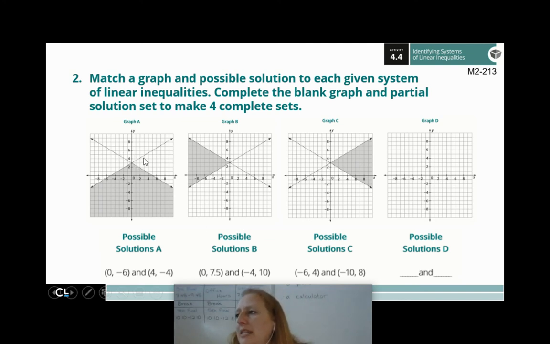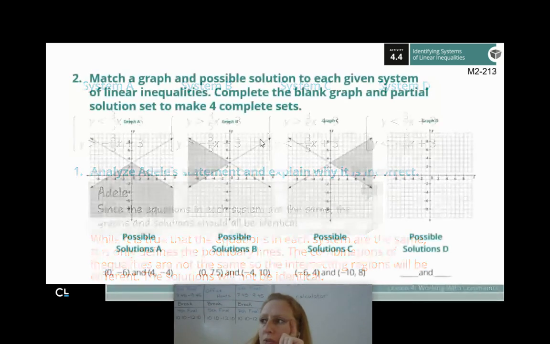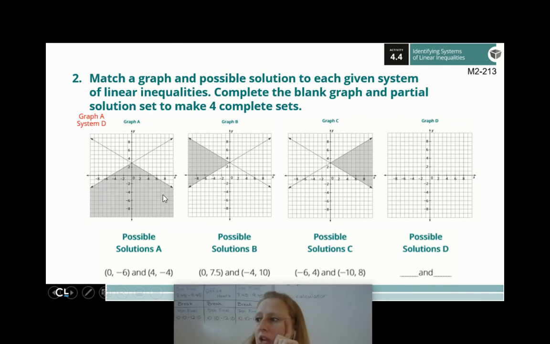So first of all, I see that the overlapping section is below both lines. So that to me says I need to pick the system that has y is less than for both of them. So that would be graph A. Oh dear, why did I say graph A? Let me come back here. System D has less than for both of them. So I'm going to say graph A goes with system D. And let's see, (0, -6) is a solution. (4, -4) is a solution. Yeah, so it looks like it also goes with possible solutions A. Sweet.